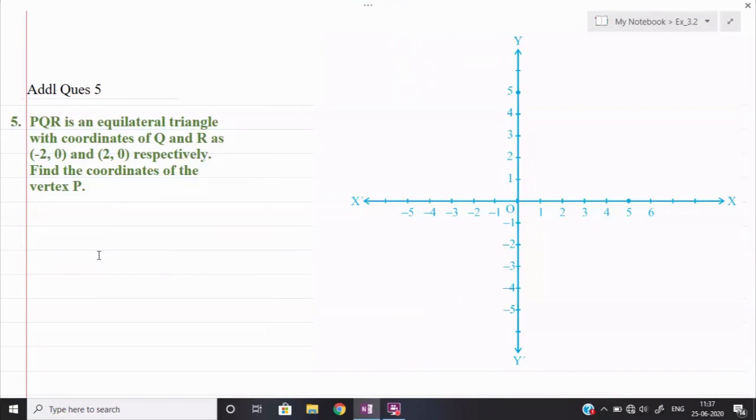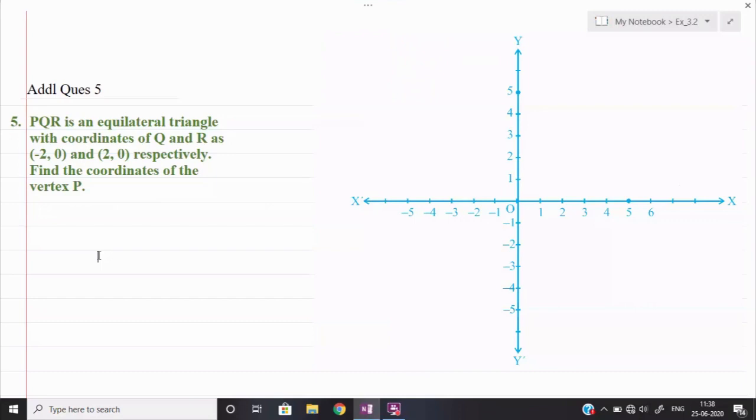In question number 5, we are given that PQR is an equilateral triangle with the coordinates of Q and R as minus 2 comma 0 and plus 2 comma 0 respectively. Find the coordinates of the vertex P. Student, this is a little bit higher level question. I am taking some of the questions from the exemplar problems also, because I found there are no other kinds of questions remaining except question number 5 and question number 6.